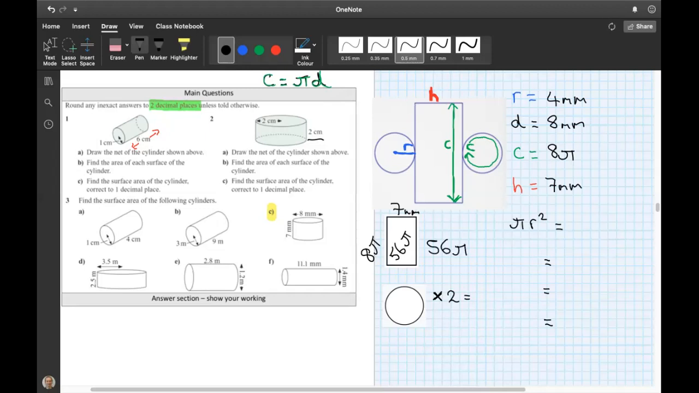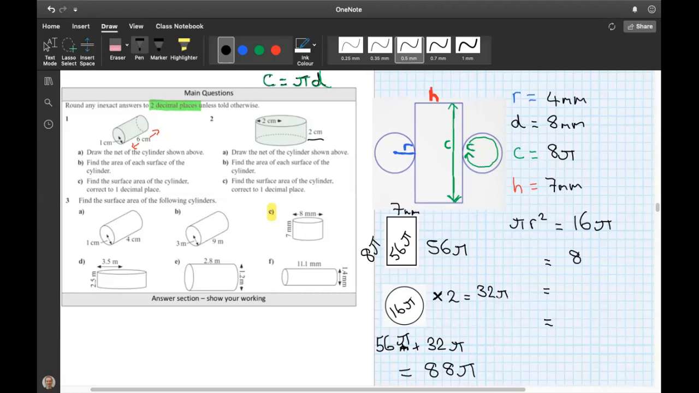Now thinking about our circle, we're going to need our radius for that. Our radius is 4 millimeters. So our radius squared will be 16, and our radius squared multiplied by pi will be 16 pi. So that's the area of one of the circles. We've got 2 of them though, so we'd multiply that by 2, and we get 32 pi. We now need to add all of our surface areas together to get the total. So 56 pi, add 32 pi. That gives us 88 pi.